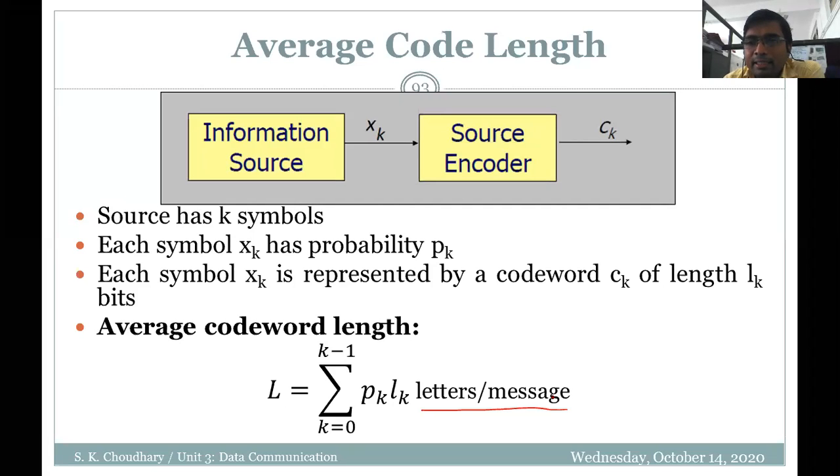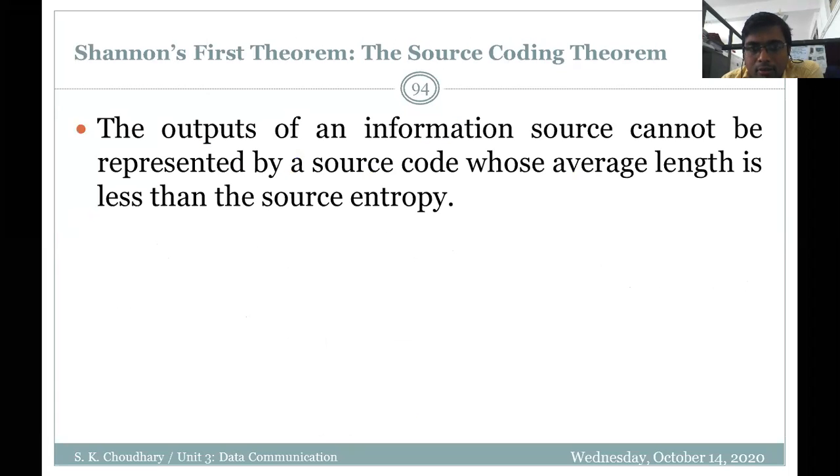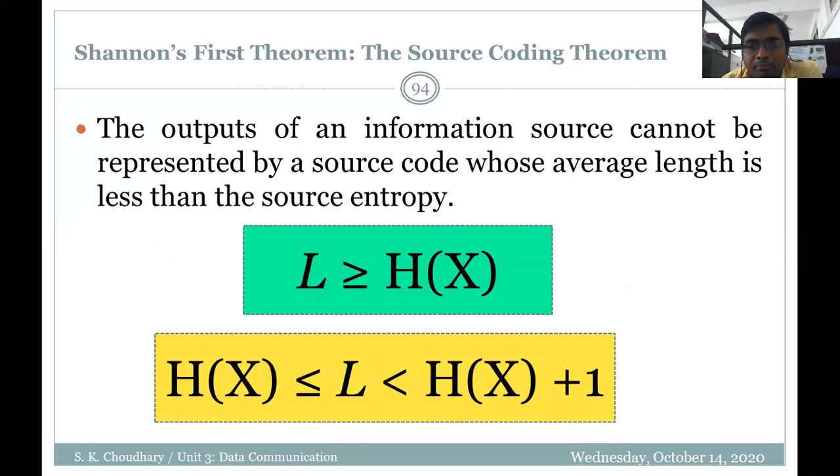Okay, so bits and letters are a little bit different things. Take this difference in your mind, that it has the unit letters per message. And similarly, at the same time, I described the condition of average code length, that it should always be larger than or equal to source entropy, and also it should be less than source entropy plus 1, meaning Hx plus 1. It is always greater than Hx but less than Hx plus 1.